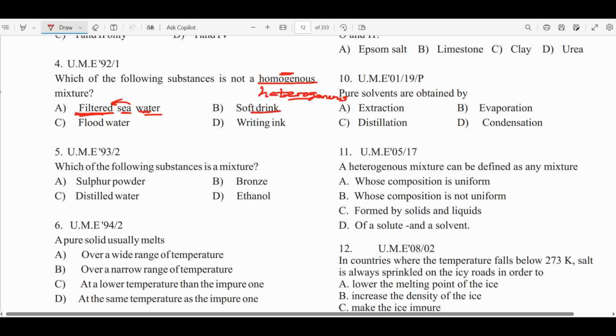Soft drink is a homogeneous mixture. Writing ink is the same thing. The particles are well mixed together. They are small particles, so when you subject them to gravity, they will not settle. But look at flood water. If you centrifuge flood water at high speed, you're going to have different particles settling at the bottom. Therefore, flood water would be heterogeneous, while every other thing here would be homogeneous. So the right answer to this question would be option C.